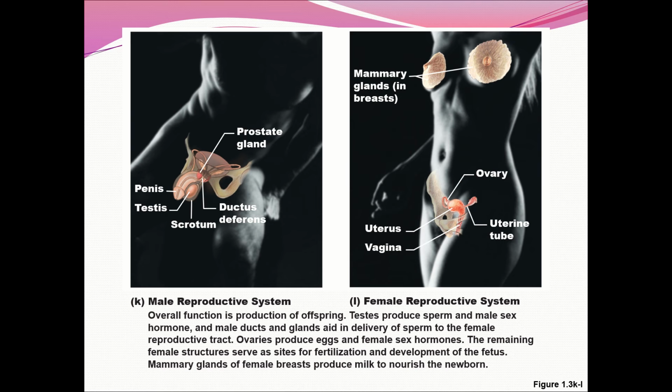In the female reproductive tract, ovaries produce eggs and female sex hormones. The remaining female structures serve as sites for fertilization and the development of the fetus, and mammary glands of the female breast produce milk to nourish the newborn.